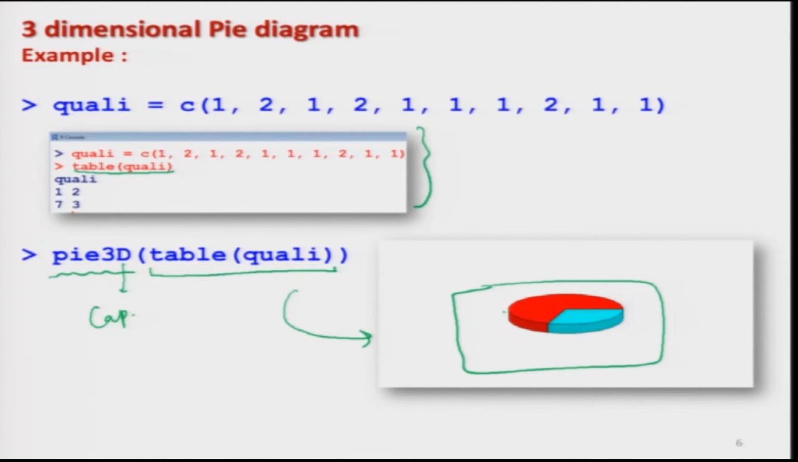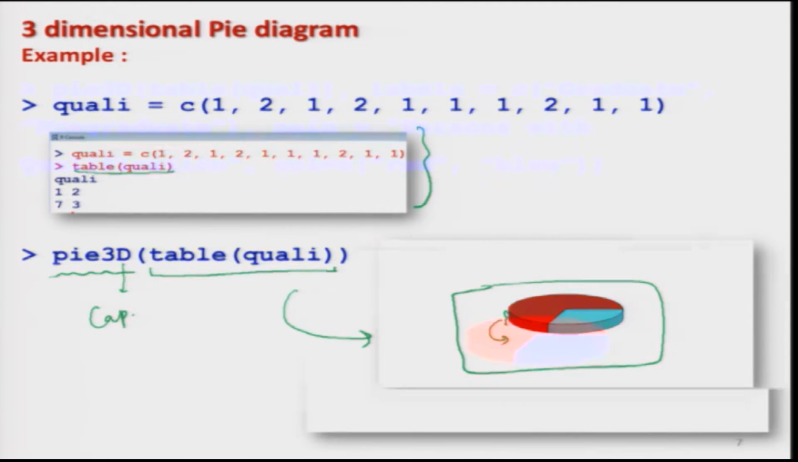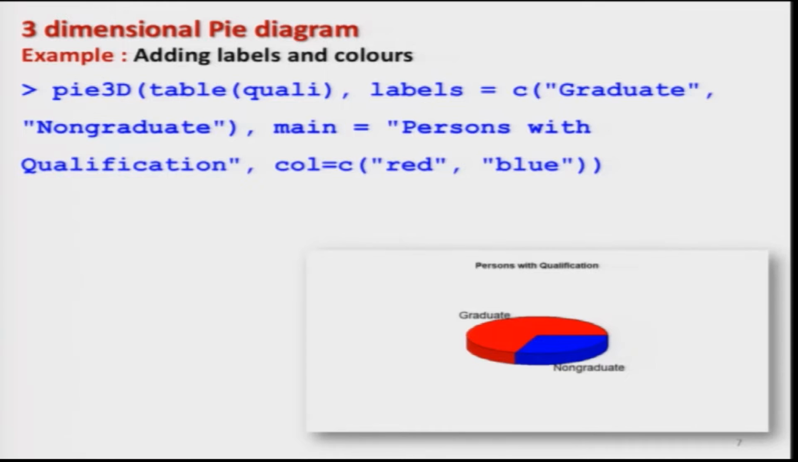The 3rd dimension has been added by this height here. In case you want to make it more informative by adding names to the slices, like non-graduate and graduate, and if you want to add a title to the graphic, like persons with qualification, and if you want to change the colors, you can use similar commands to what we used in the case of the pie diagram.